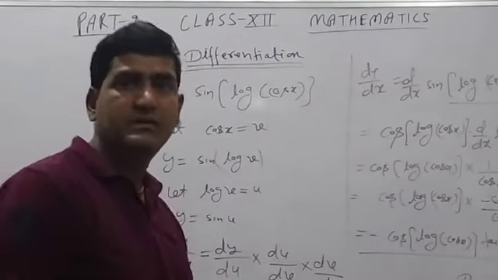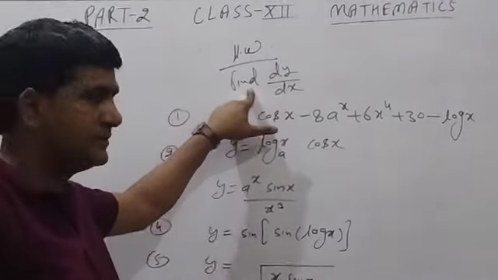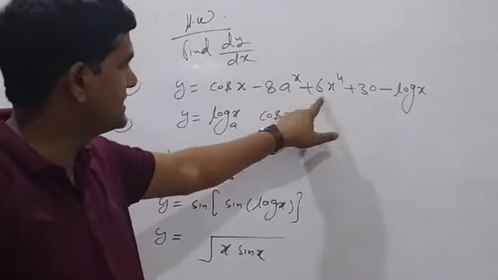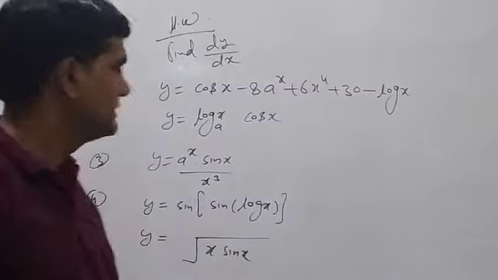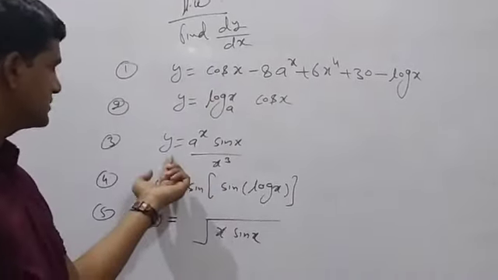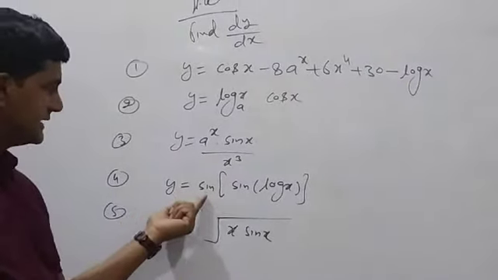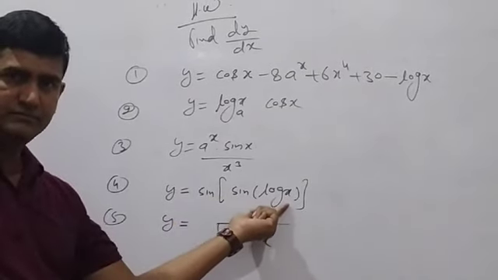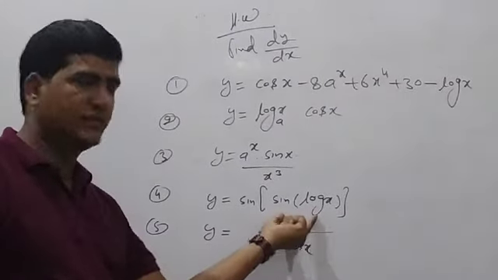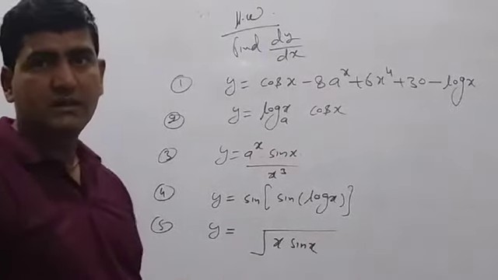Okay. Now I am going to give the homework questions. First question: y is equal to cos of x minus 8 a power x plus 6 into x power 4 plus 30 minus log of x. Second is y is equal to log of x base a into cos of x. Third question is y is equal to a power x into sin x upon x cube. Next question, y is equal to sin of log of x. This question we can do with the help of the chain rule or directly with outer and inner function. And the last one, y is equal to under root x into sin x. All these questions are homework.